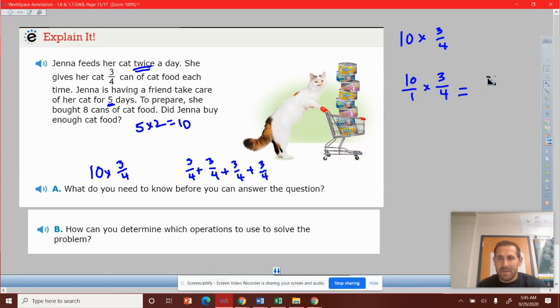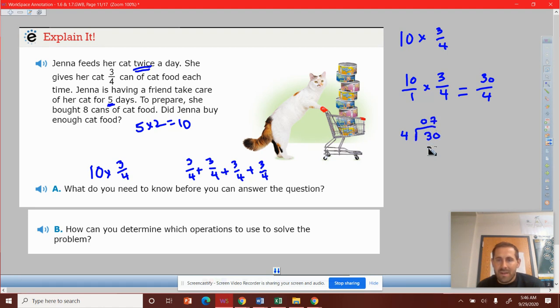So now we know how to multiply fractions. 10 times 3 is 30, and 1 times 4 is 4. Now let's divide 30 by 4. So throw 30 underneath and 4 outside. How many 4s go into 3? 0. How many 4s go into 30? Start counting by 4: 4, 8, 12, 16, 20, 24, 28, 32. 32 is too high, so I'm going to stop at 7 and say it goes in there 7 times.